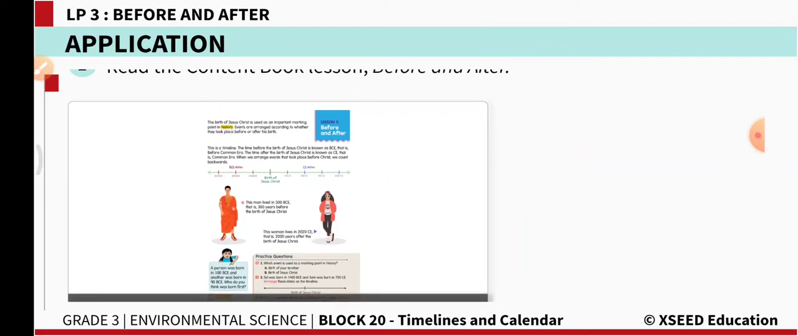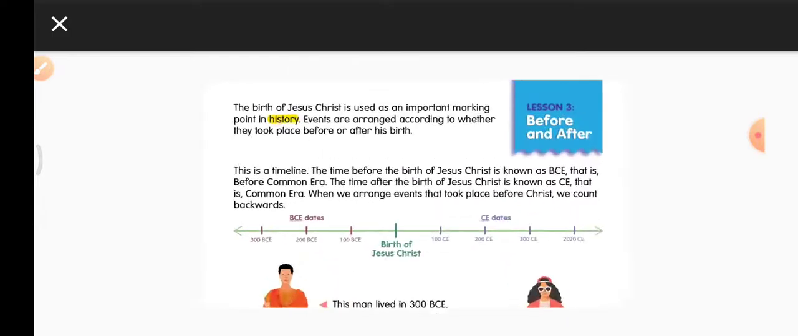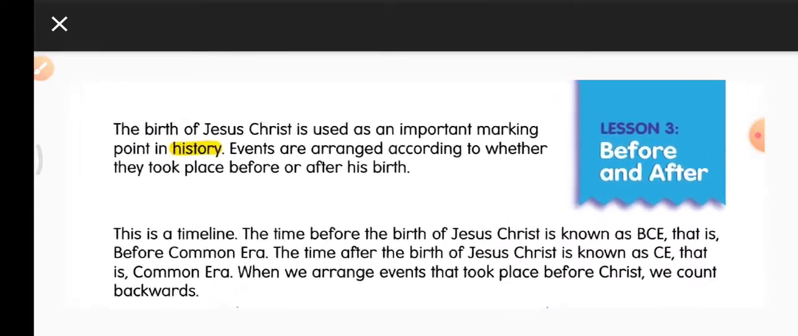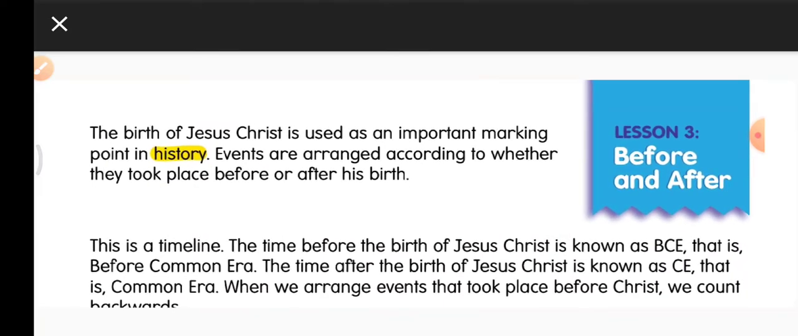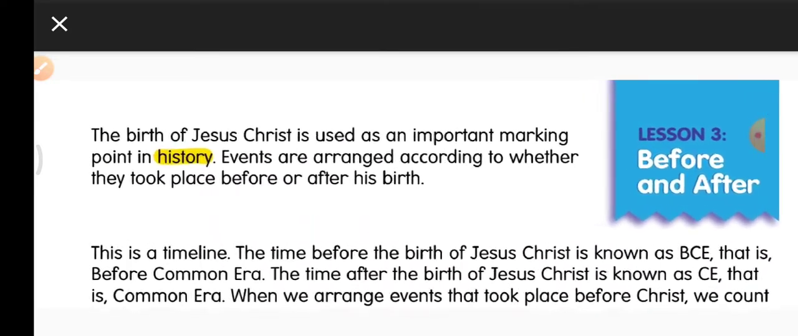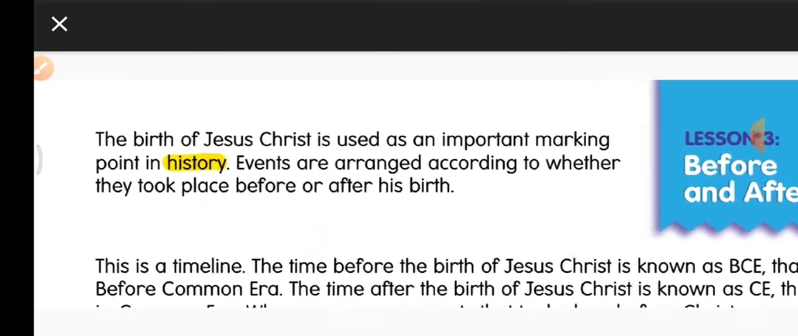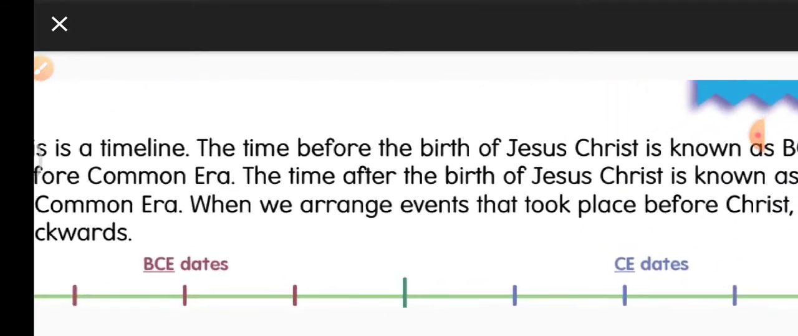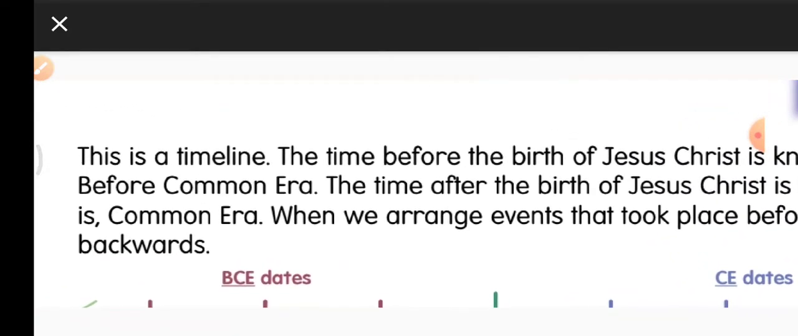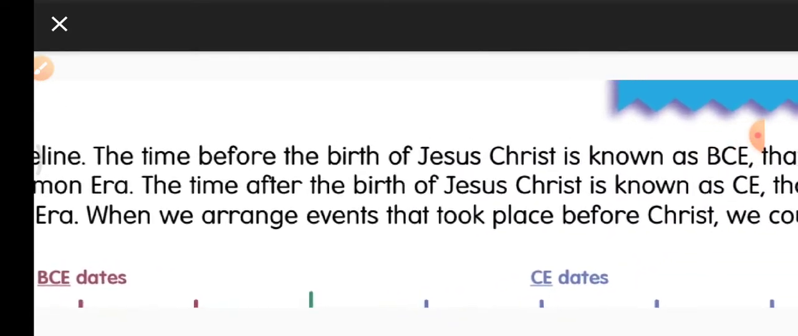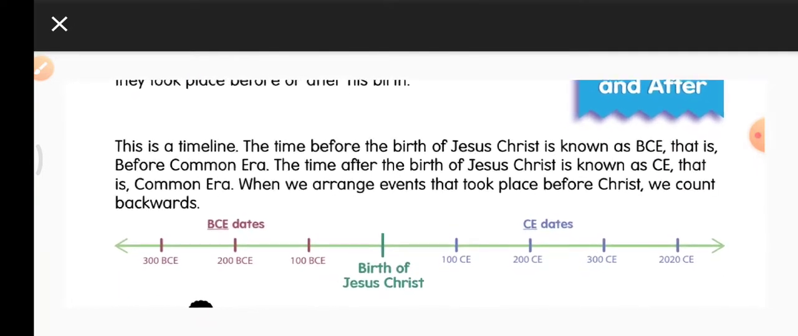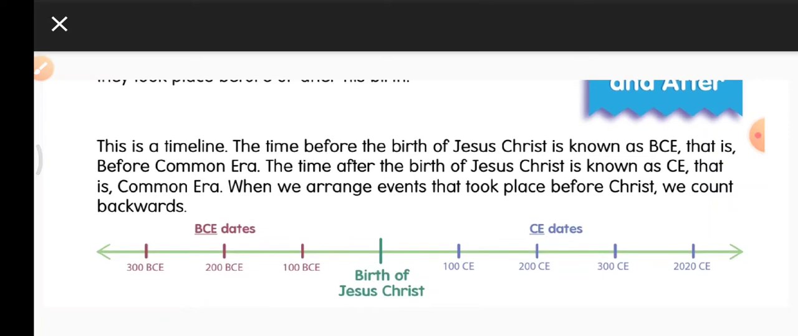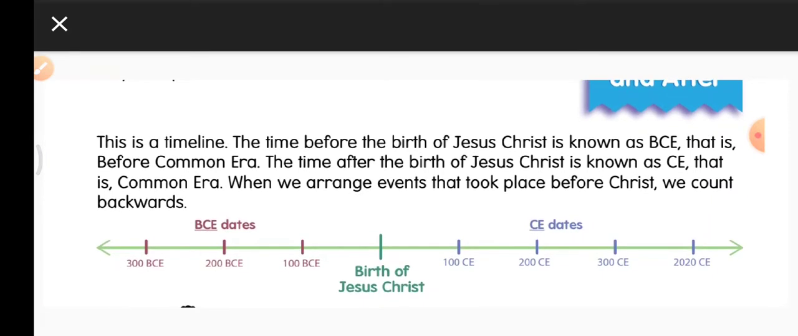Now let us read the content book. The birth of Jesus Christ is used as an important marking point in history. Events are arranged according to whether they took place before or after his birth. This is the timeline. The time before the birth of Jesus Christ is known as BCE, that is Before Common Era. The time after the birth of Jesus Christ is known as CE, that is Common Era.